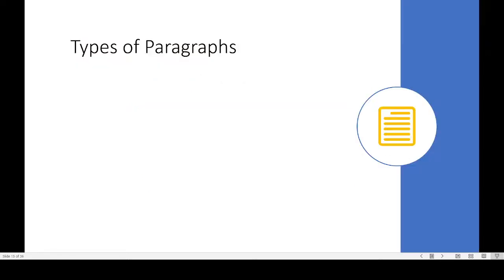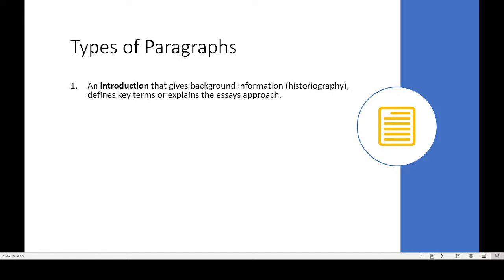So let's look at that in a little bit more student-friendly language. There are 7 types of paragraphs outlined in the Leaving Cert marking scheme. Firstly, a paragraph could be an introduction that gives background information, another word for that would be historiography, defines key terms, or explains the essay's approach. So your introduction should do one of those 3 things: give background information or historiography, define key terms that are going to pop up over the essay, or explain the essay's approach.